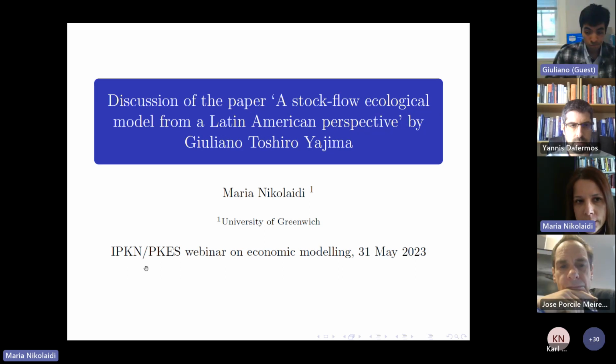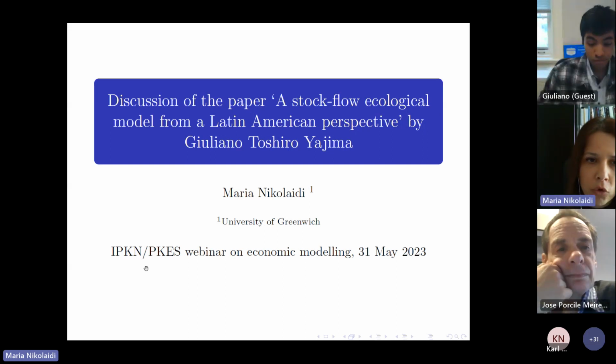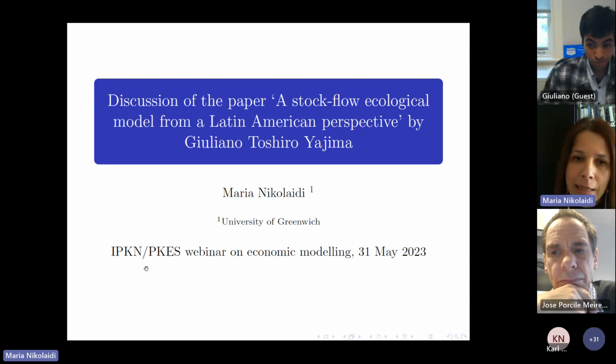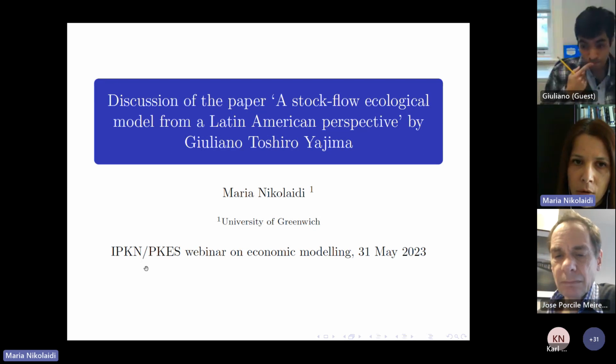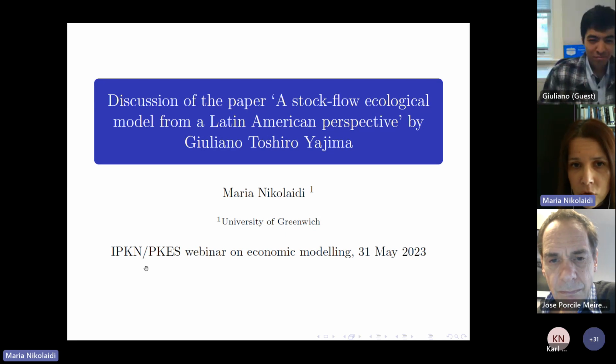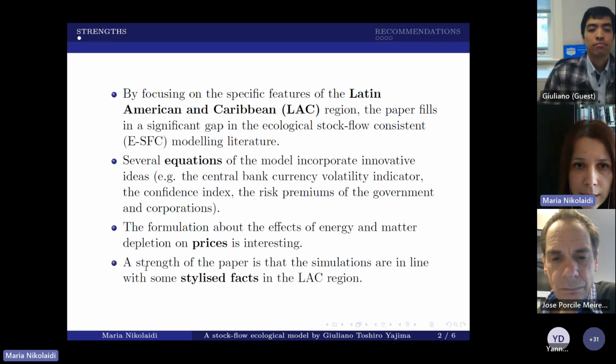So what I'm going to do is start with what I think are some of the strengths of the paper, and then I'm going to make some recommendations that could potentially improve the paper. And these recommendations will be in three different groups. The first one will be on the equations of the model, the second one about the calibration, and the third one about the baseline scenario analysis. So let me start with the strengths.